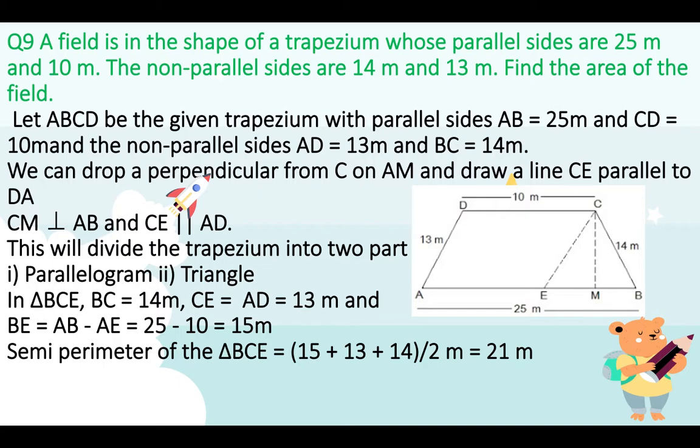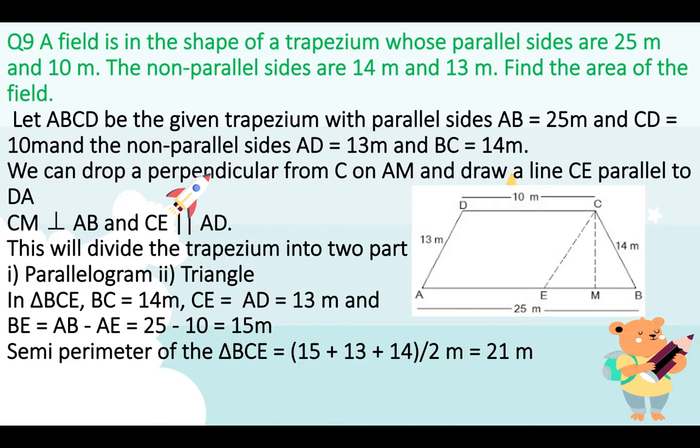Okay, but do I need to calculate the length of CM? Let's see how I will proceed. Now by drawing these two lines, I can see that my whole trapezium is divided into two figures. The first figure is AECD. This is a parallelogram. And the second figure is a triangle BCE.